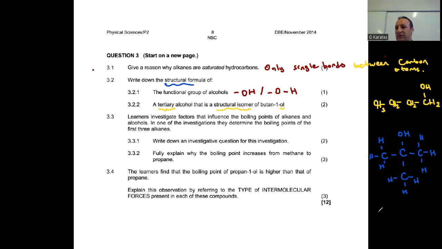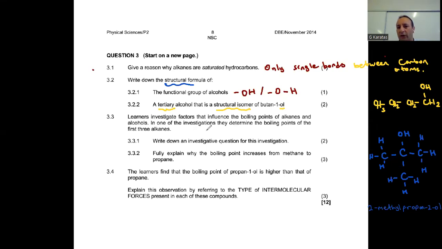It's not asking for the name, but let me just name it in case. This is 2-methyl propan. I need space, so let me rewrite this. This one is 2-methylpropan-2-ol. This is the name of this tertiary alcohol. It is a structural isomer of butan-1-ol. All right. And now we go to the next one.